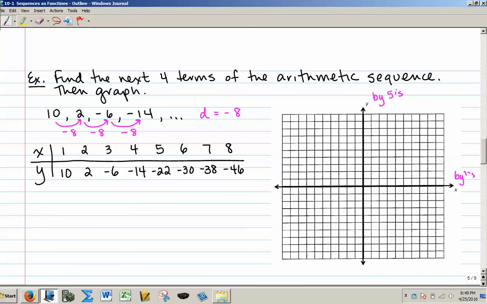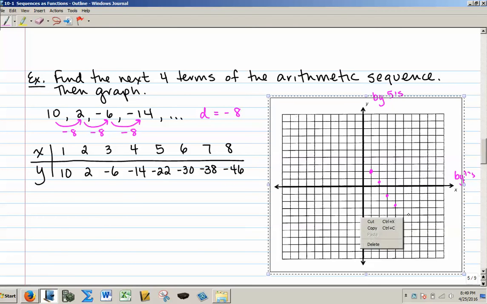So the point 1, 10 is going to be 1, and then remember I'm counting 5, 10. 2 is going to be something right around there. It doesn't have to be super precise. 3, -6, so I'll go down 5 plus a little bit more. 4, -14. 5, -22, so there's 5, 10, 15, 20, and a little bit there.